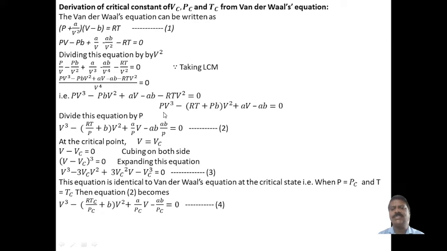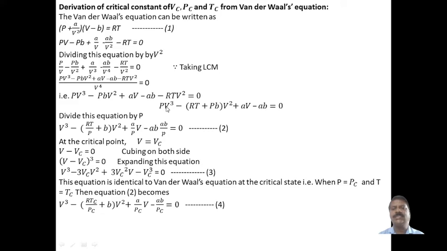Then that can also be written in decreasing order, like a quadratic equation ax² + bx + c, but here the power is 3: ax³ + bx² + cx + d. Therefore in V³ form, PV³ minus, taking the common factor V², (RT + Pb) in the bracket, V², then aV, and the constant is minus ab, equal to 0.